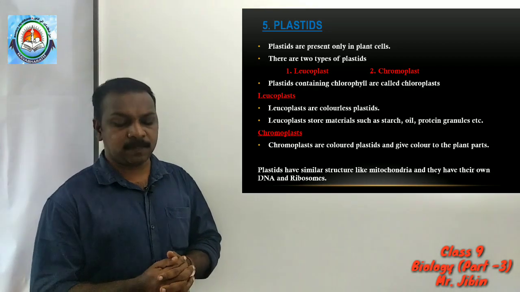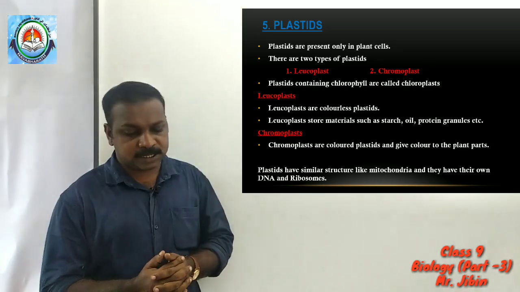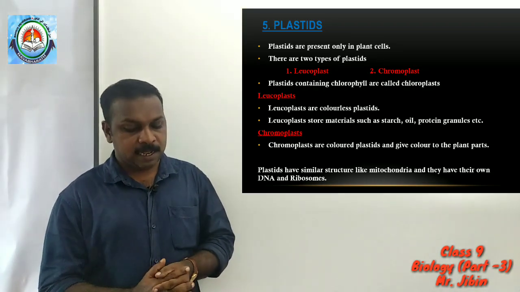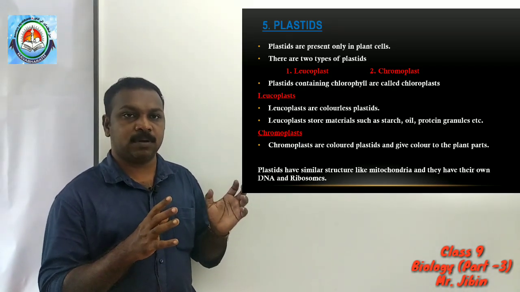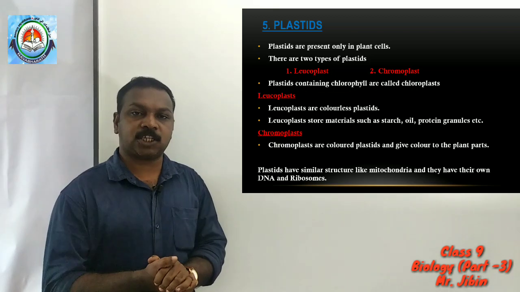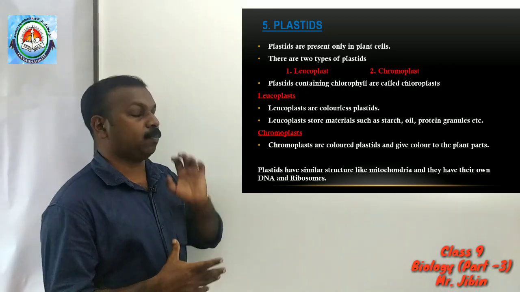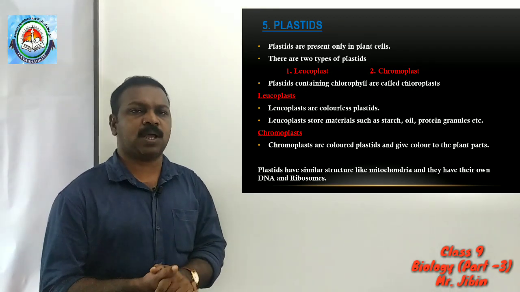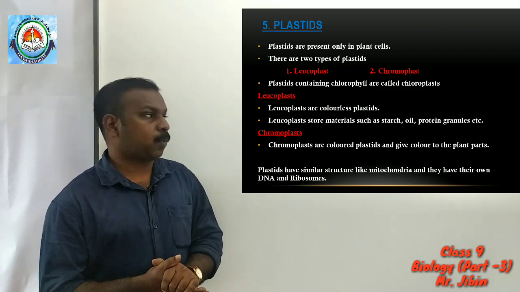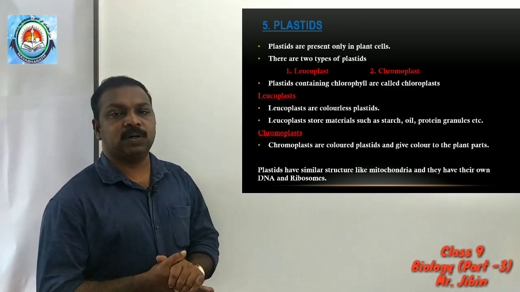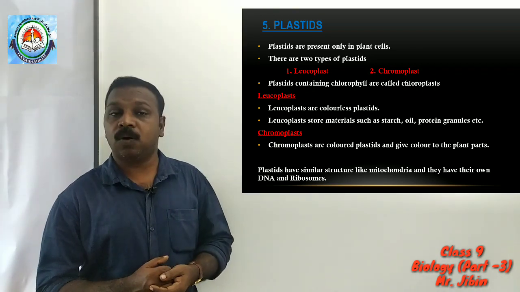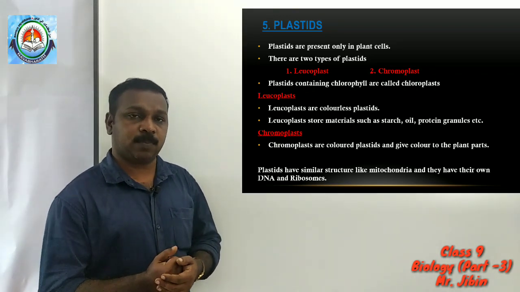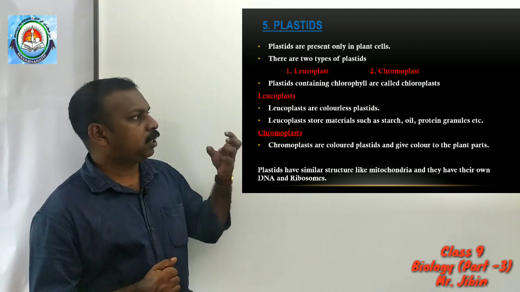So chromoplasts are colored plastids and give color to the plant, and these plastids have a similar structure like mitochondria, and they also have their own DNA and proteins in them. So they also do not depend on any other organelles for proteins. Okay, that is about plastids.